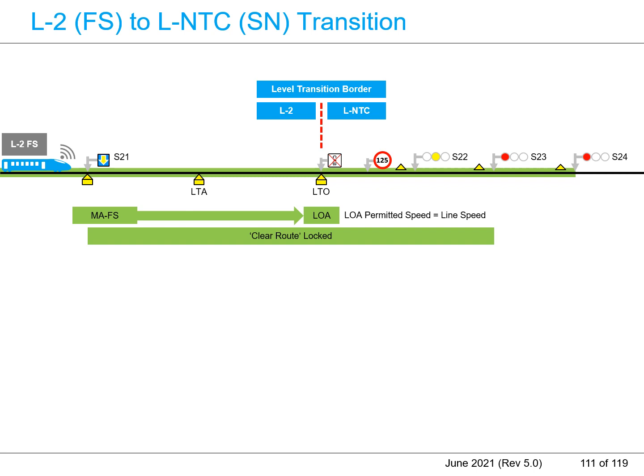When signal S22 indicates a first cautionary aspect, the RBC generates the MA with the distance allowing the train to pass the LOA location at the line speed.